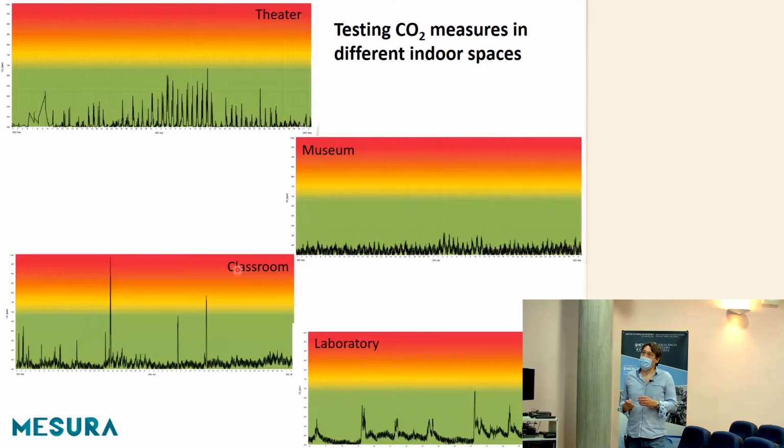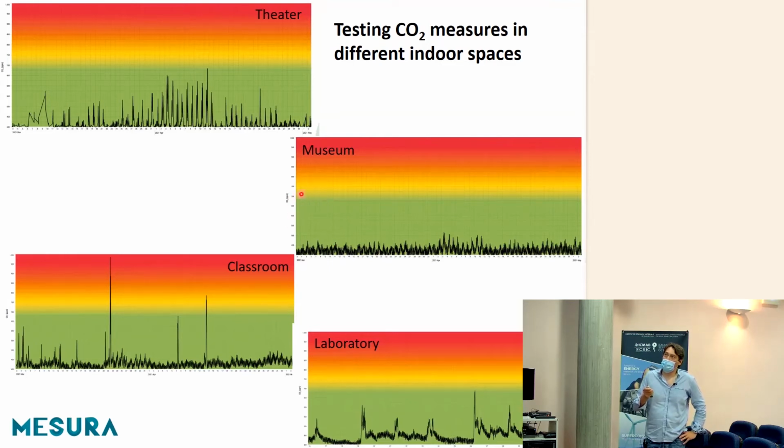So here I'm showing some measurements that have been performed in different indoor spaces. As you will see, I'm just putting general labels. This is a real museum, this is a real classroom, this is a real laboratory. I cannot say which museum it is, because of course they want to be protected, okay? But as you can see, this is a measurement from several days in a museum, a classroom, a laboratory, and here I think it was a theater, yeah, a cinema. Well, as you can see, green was 700, and the green is until 700.